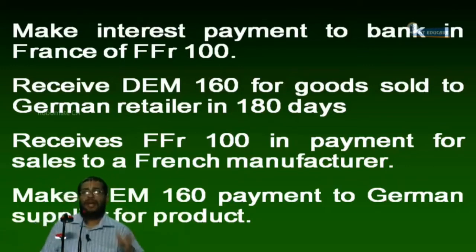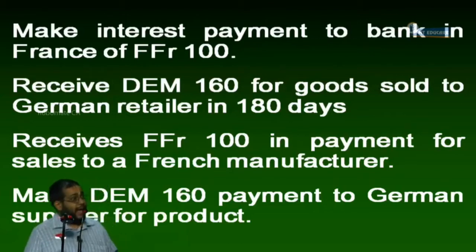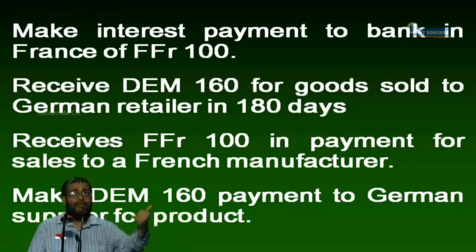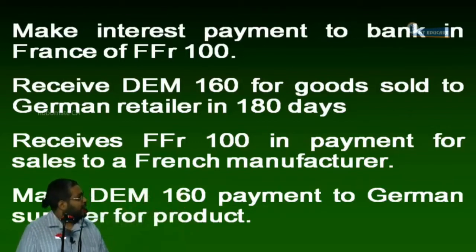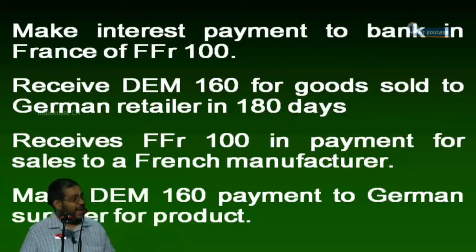Now, next come to the Deutschmark. How many Deutschmark am I going to receive, and after how many days? After 6 months, I am going to receive 160 Deutschmark for a sale made to a German person. Right or not? At the same time, I have to make payment of 160 Deutschmark to a German supplier. After how many months here? 3 months, 90 days. Yes or no?